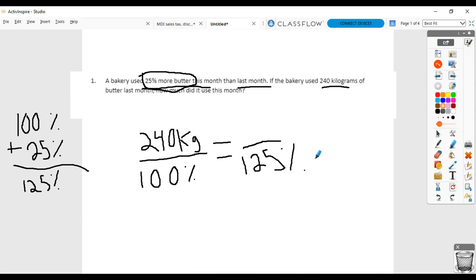Remember the fish method, I always multiply first. So 125 times 240 divided by my next number, which is 100 in this case, and it points to my answer, which is 300. And because this is on top, I look at my label. Kilograms is on top here, so kilograms is on top here.